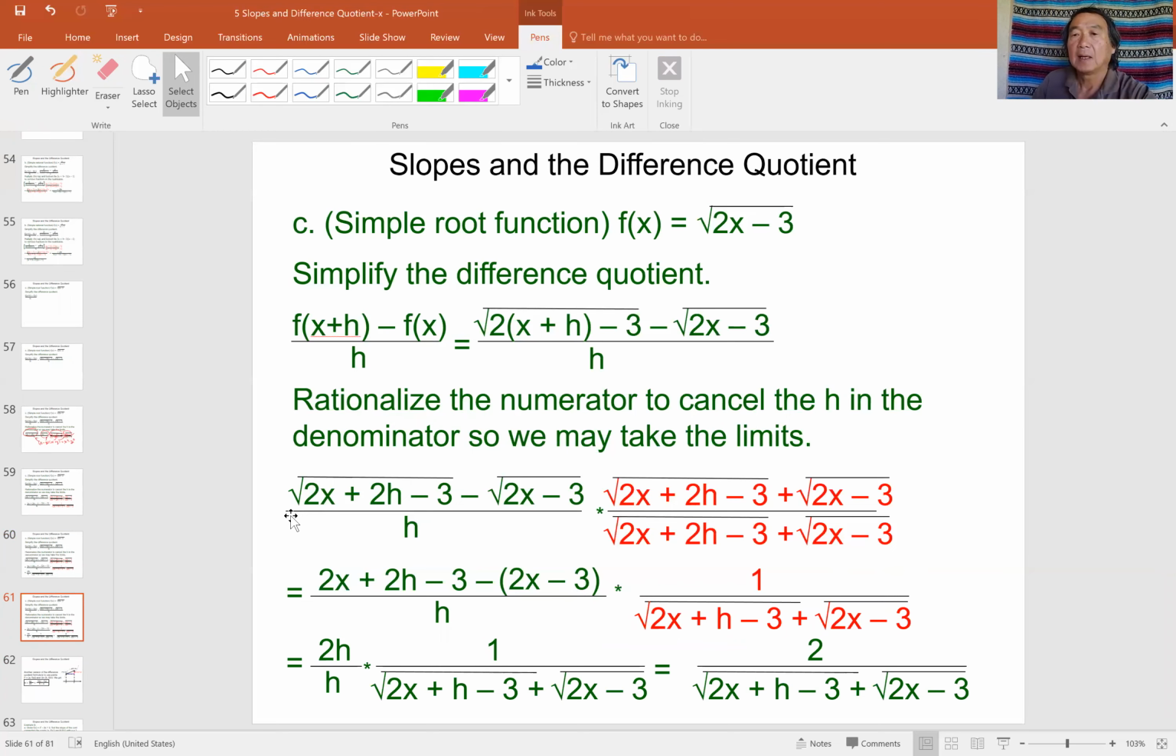And yeah, so that's the algebra you have to do on the difference quotient.